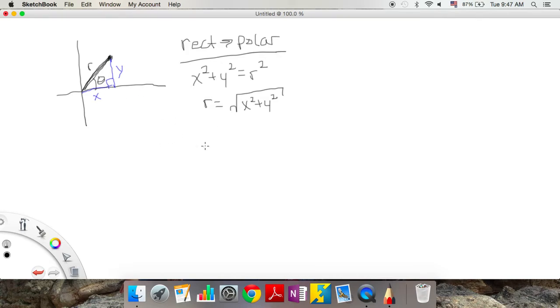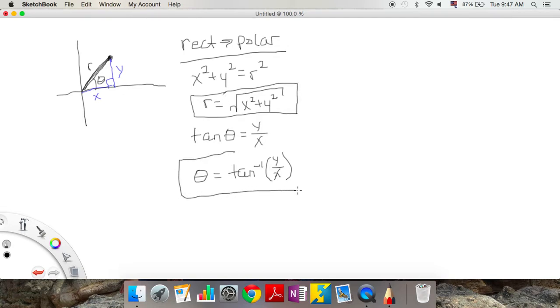If we know what x and y are, and we want to know what theta is, we know that the tangent of theta is equal to y over x. So that means theta is the inverse tangent of y over x. So we have these two ways to change from rectangular coordinates to polar coordinates.